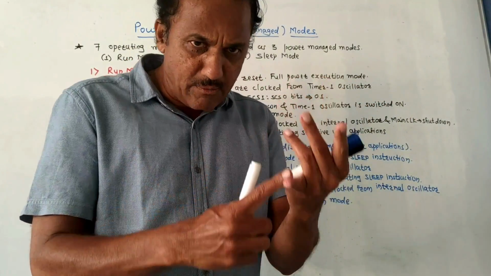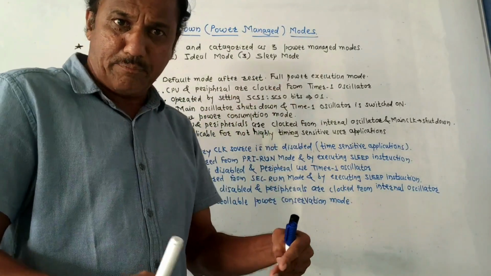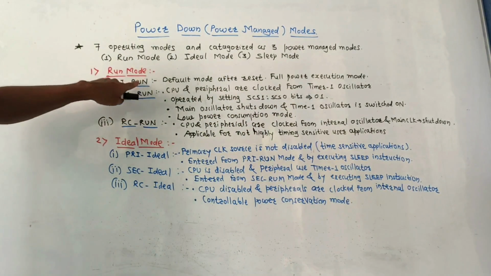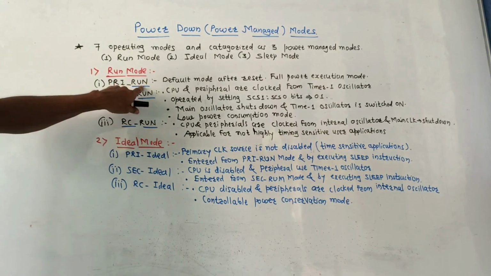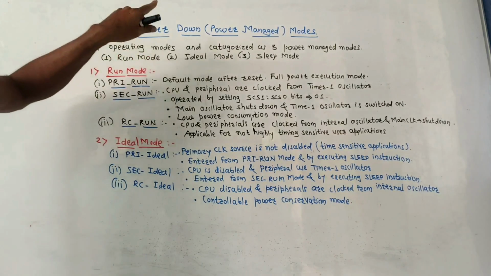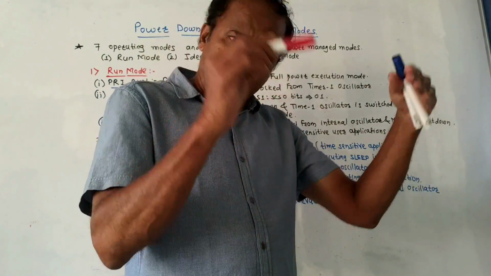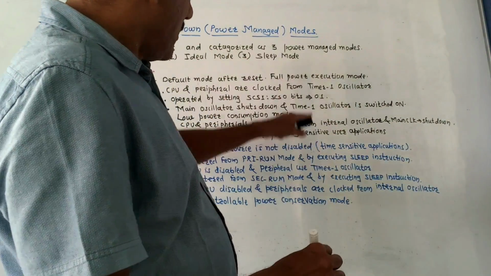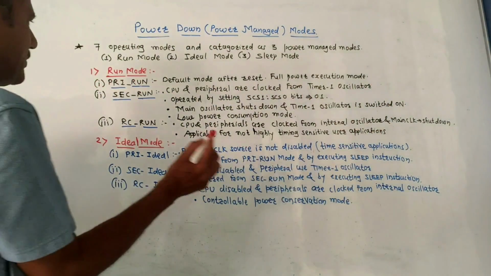As far as run mode and idle mode, the first two modes, are concerned, again there are 3 subtypes. So let us discuss each mode. So first is run mode. Usme pehla subtype hai primary run mode or pre-run mode. It is the default mode after the microcontroller is reset, and in this mode full power execution takes place. So it is full power execution mode.